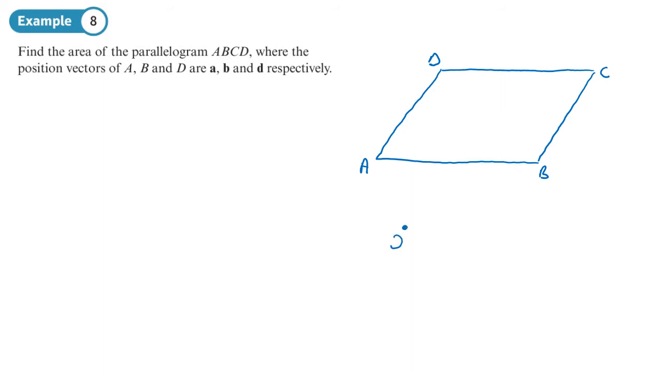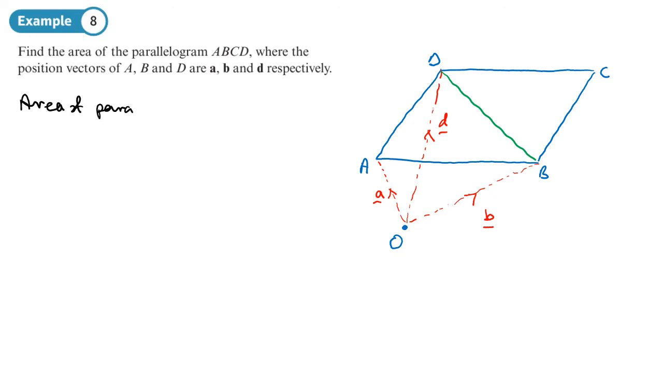This is the origin. So this is A. This is D. And this is B. Now, one of the features of a parallelogram is that if we join the opposite diagonal, we get two congruent triangles. Okay, so the area of the parallelogram is basically two triangles, isn't it?